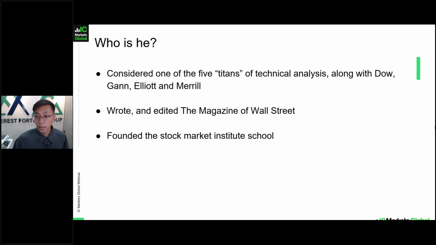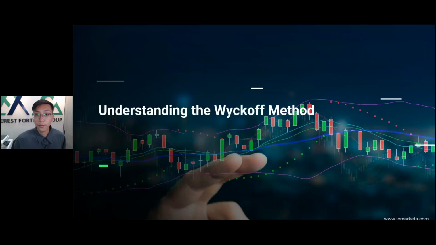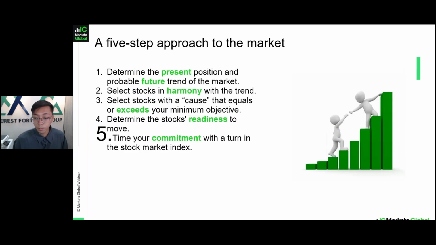All right, so understanding the Wyckoff method. We have a 5-step approach to the market. Firstly, we have to determine the present position and probable future trend of the market. For example, if you're in a buy, you can predict the future in the sense that you can tell where the market could end up at a certain level before you exit your position.